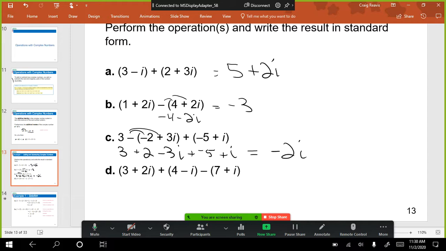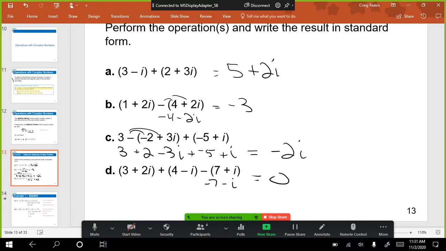And then here, this one becomes minus 7 minus i. So I've got 3 plus 4 minus 7. That's going to be 7 minus 7 or 0. 2i minus i is 0. So this all simplifies down to 0.